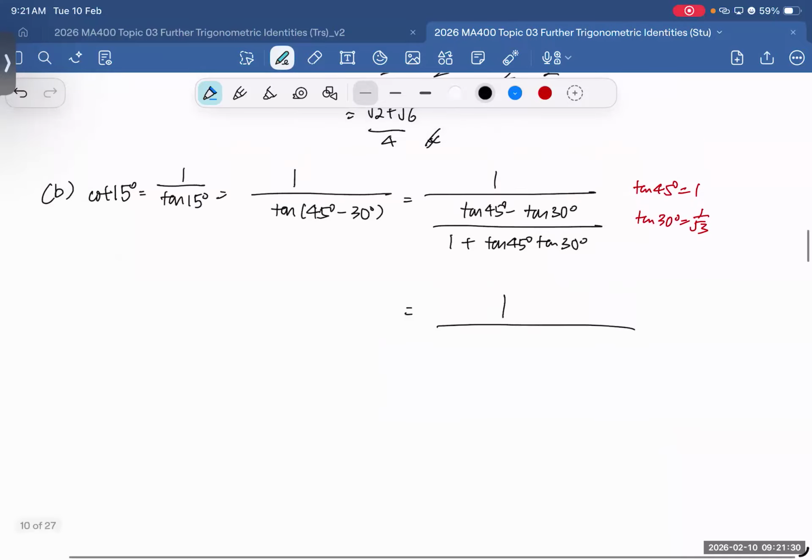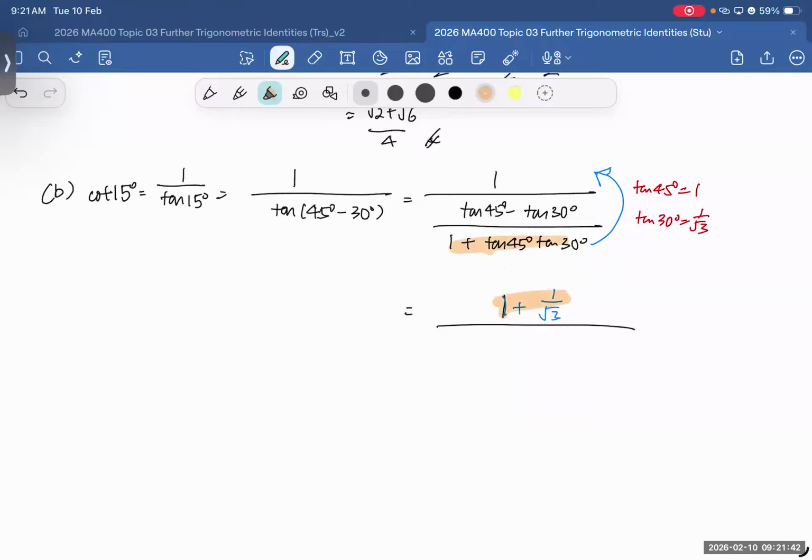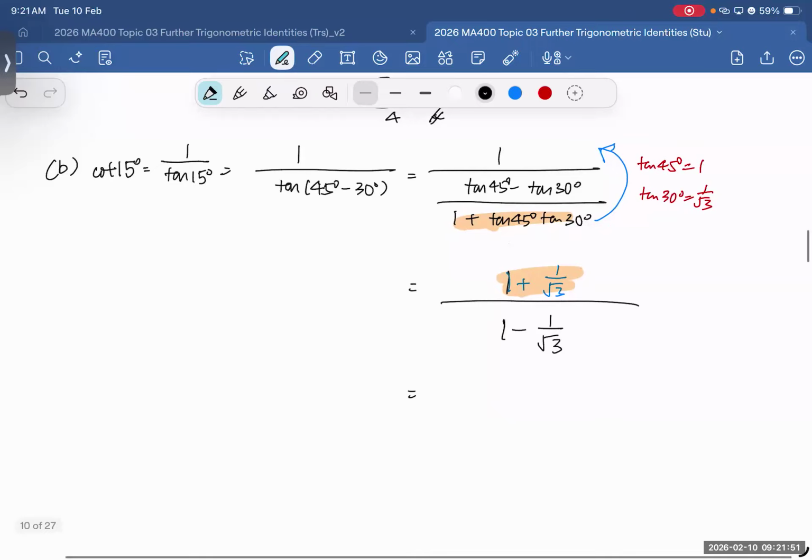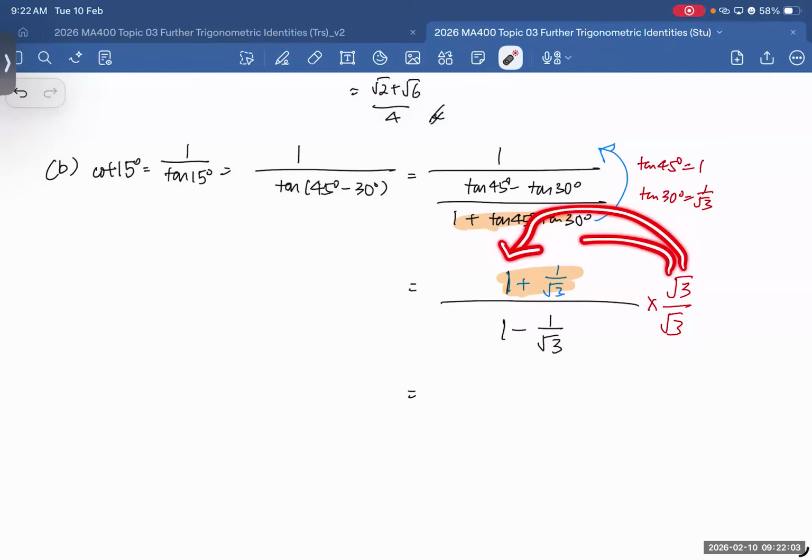Now, usually, this one, can I bring this to the top? So I can say it's 1 plus tangent 45, which is 1, over square root 3. And below, this is 1 minus 1 over square root 3. Personally, when I see a fraction in a fraction, I feel very uncomfortable. I will multiply by square root 3 over square root 3, multiplying this and this, this and this. This allows me to get rid of the fraction in a fraction.